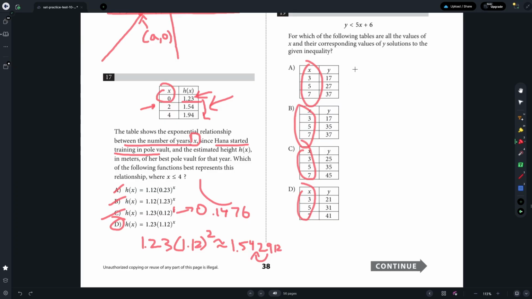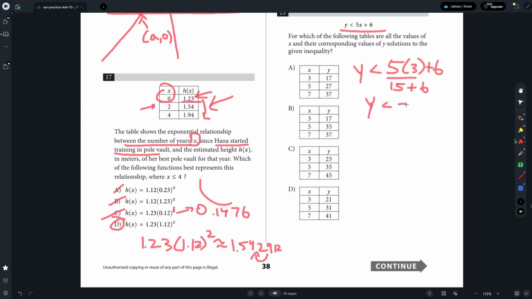So let's just plug in 3, 5, and 7 to the inequality right here. So y is less than 5 times 3 plus 6. And 5 times 3 is 15 plus 6. y is less than 21. That means the y value is 21. And if we look here, there's only one choice that has y value as 21. These are all incorrect. So the correct answer is D.